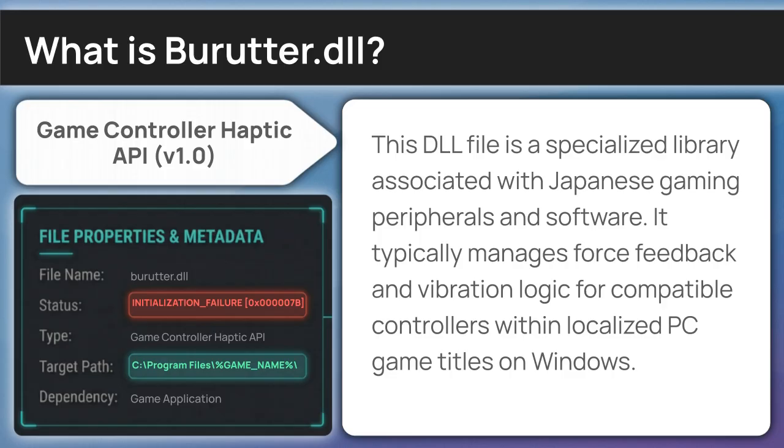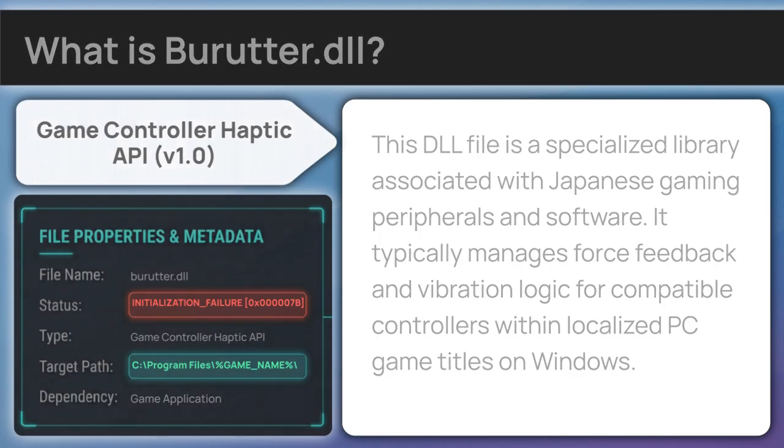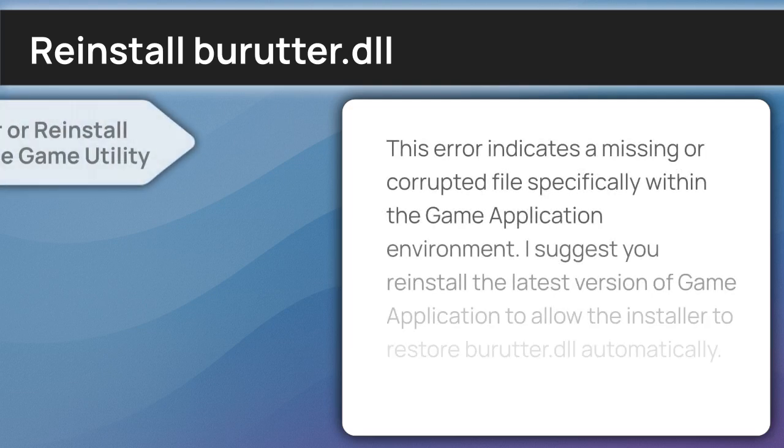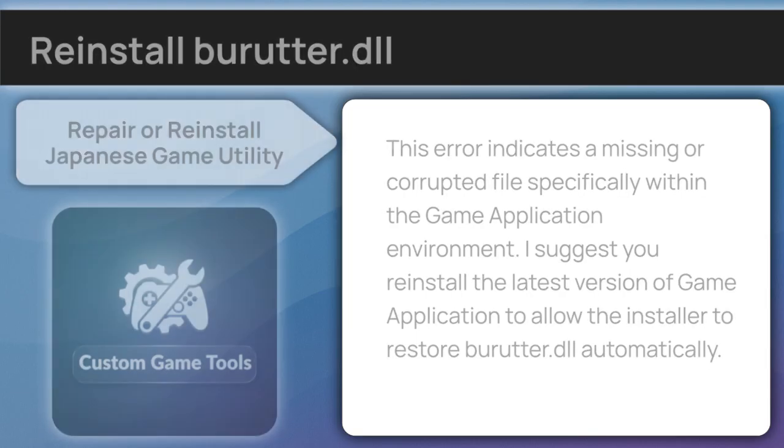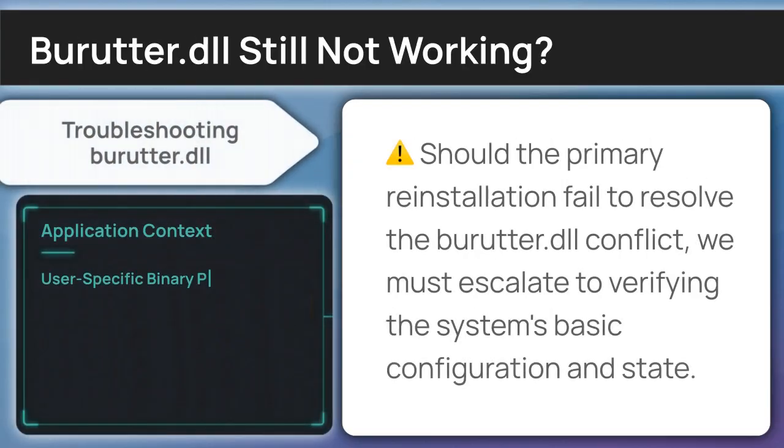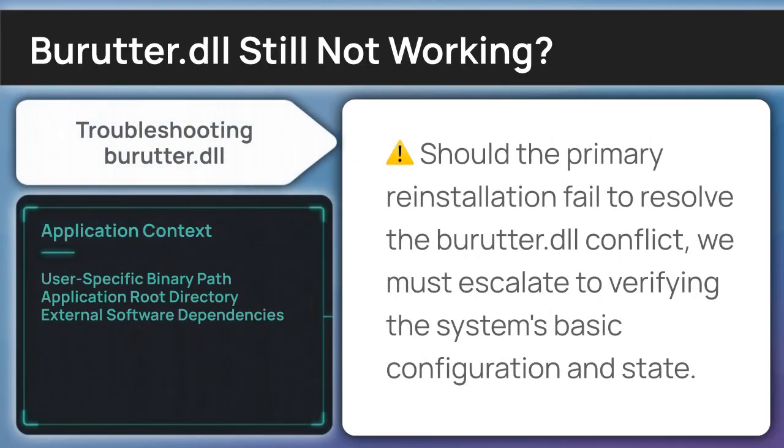Since we've identified what's missing, let's try the official recovery method. The Burutter.dll belongs to the Game Application bundle. Performing a full reinstall of the latest version of Game Application will restore this file and related components. If you are still encountering the error after following the official setup, it's time to investigate the underlying system architecture.